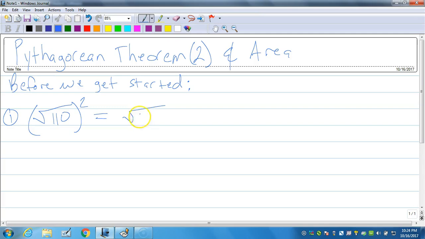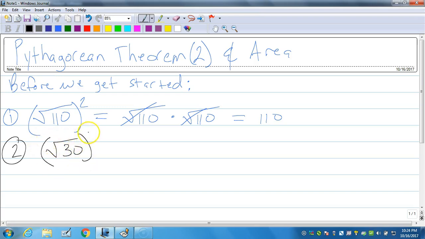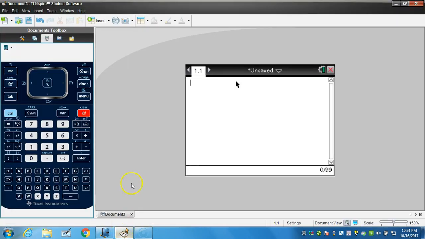Which means that you have the square root of 110 times the square root of 110, right? And all this does, when you multiply two square roots, it cancels the square roots. So all this is 110. Number 2, if we have the square root of 30 and you square it, that means the square root of 30 times the square root of 30, and the square roots go away, and it's just 30. Alright? Same thing here on the calculator, it'll do for you.